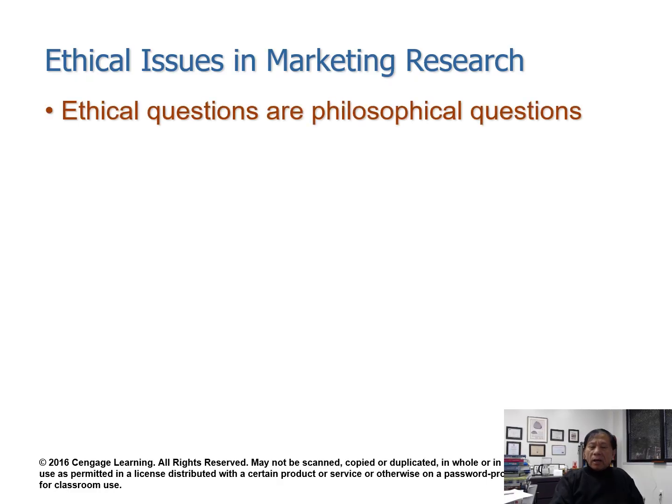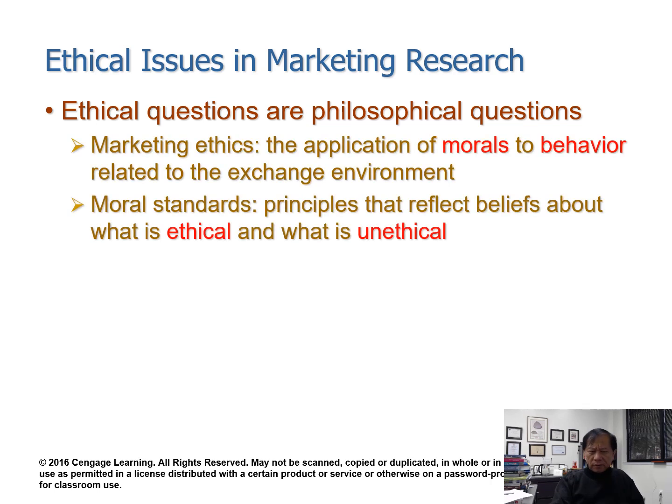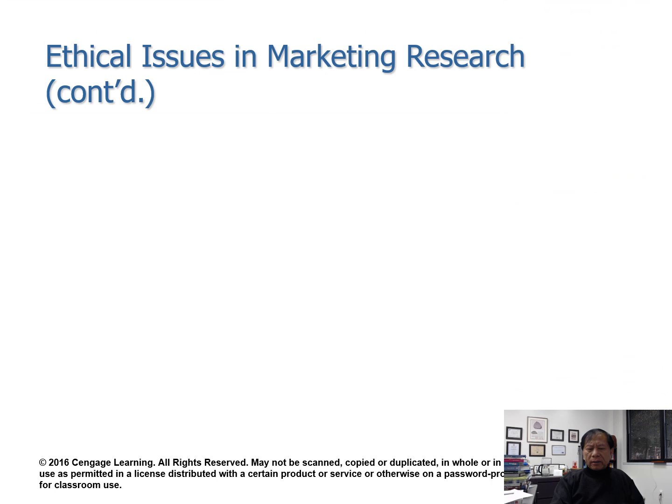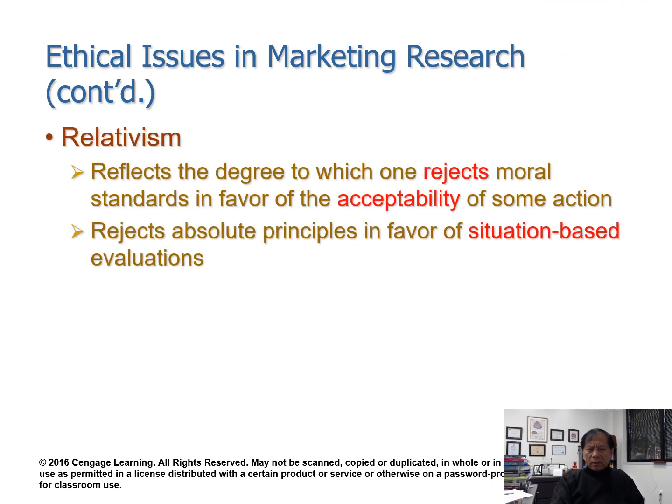Okay. There are ethical issues in marketing research. The ethical questions are philosophical ones, okay, and this has something to do with morals and behaviors. What is considered ethical versus unethical. Okay, there is the ethical dilemma. That's a situation when one chooses from alternative courses of action, each with different ethical implications. Okay. There are philosophical approaches. There is a relativism approach. Okay, it reflects the degree to which one rejects moral standards in favor of accountability of some action.